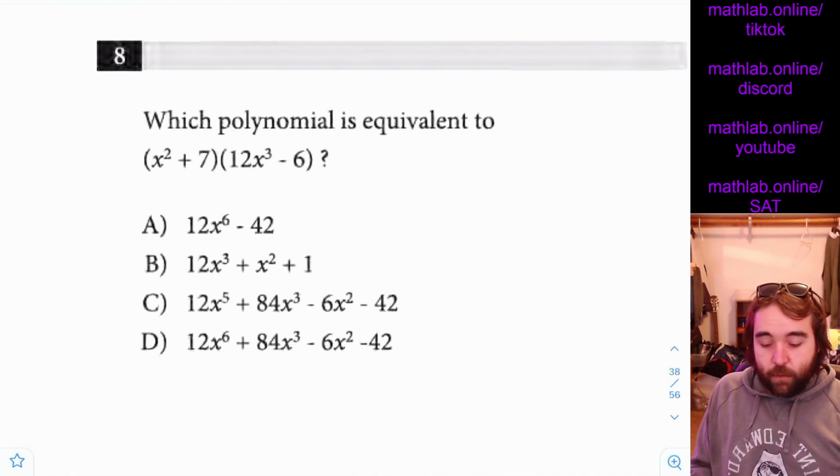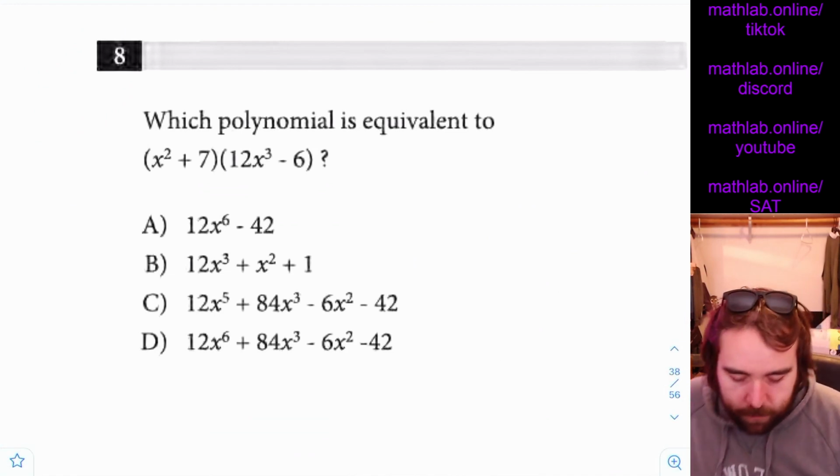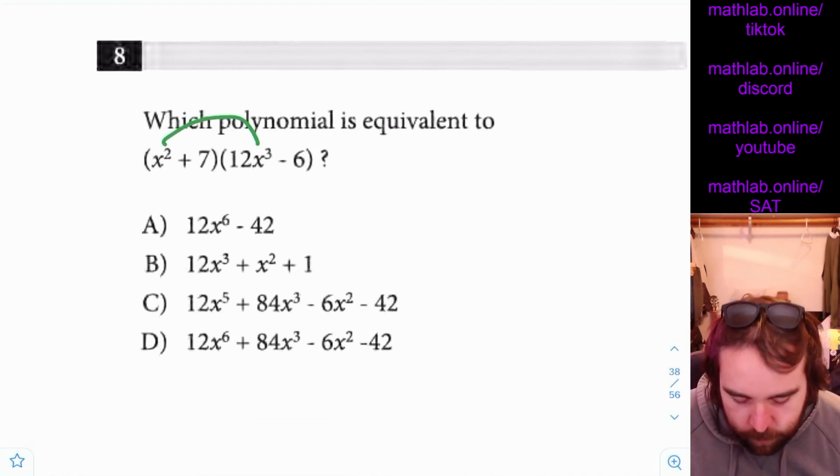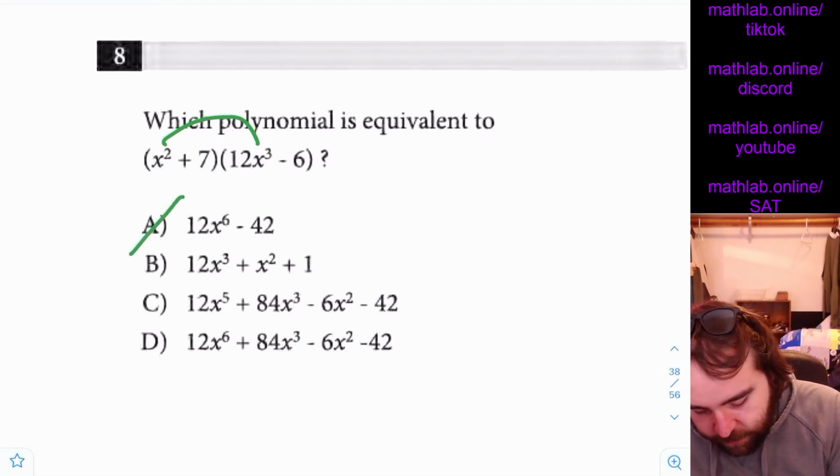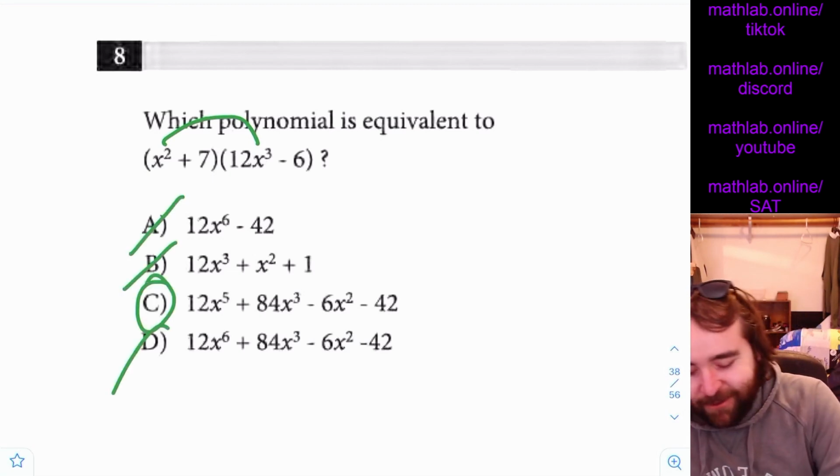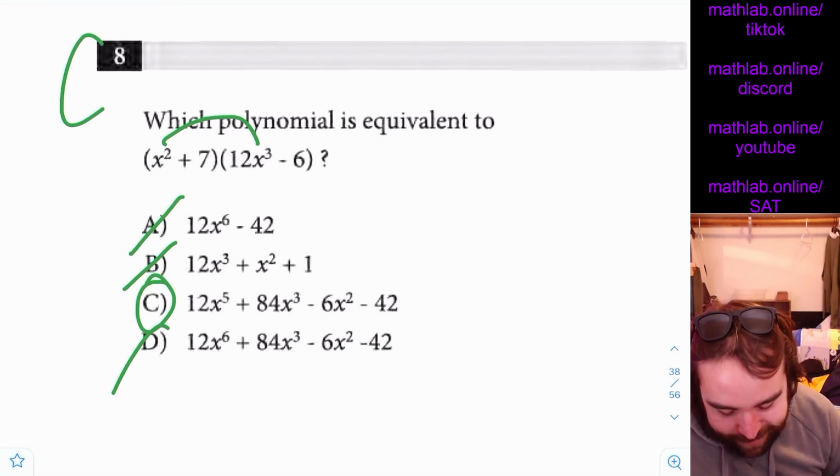8. Which polynomial is that? Oh, so they just want us to FOIL. So we'll go bit by bit. So we're looking for a 12x to the 5th. So not that, not that, not that. So it's C. You get it right off the bat.